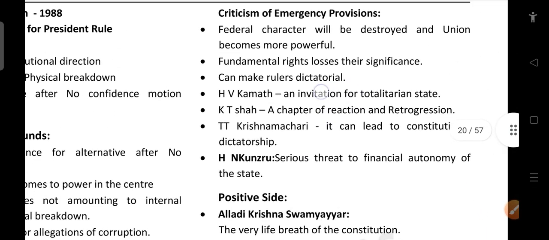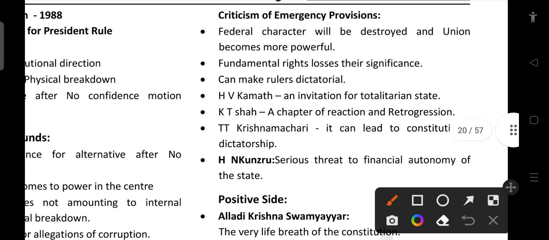Now, what is the criticism of emergency provisions? So, what are the various criticisms? The federal character will be destroyed and the Union becomes more powerful. That is one of the concerns. The federal character is getting destroyed. Now, fundamental rights lose their significance, and it can make rulers dictatorial.